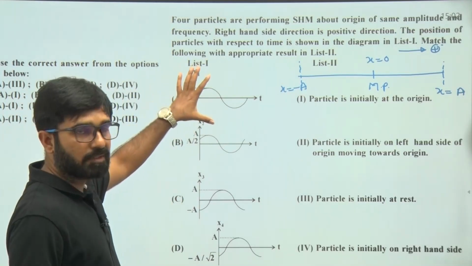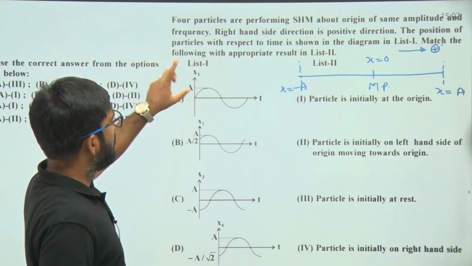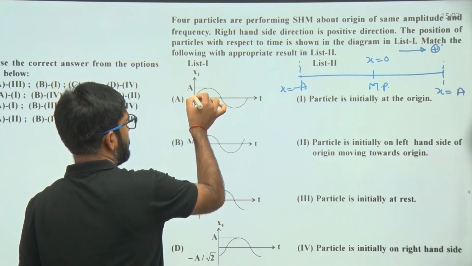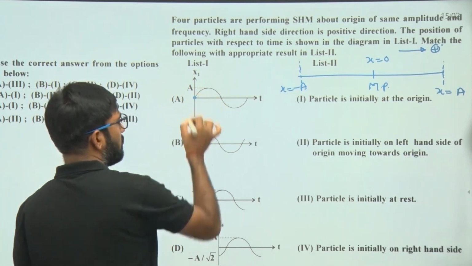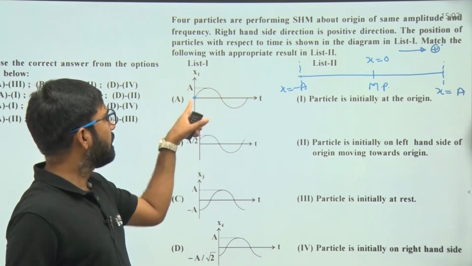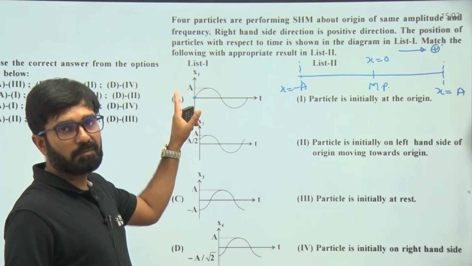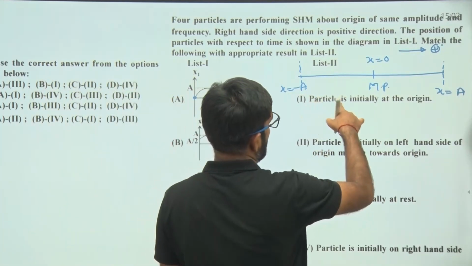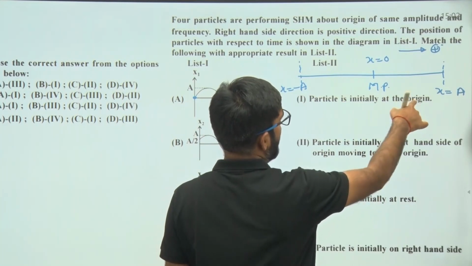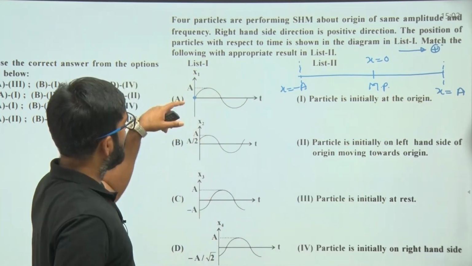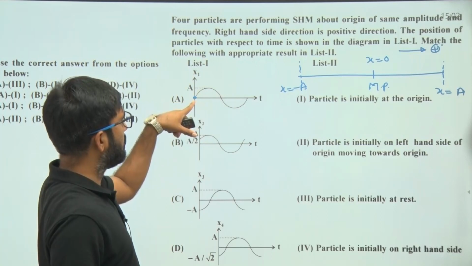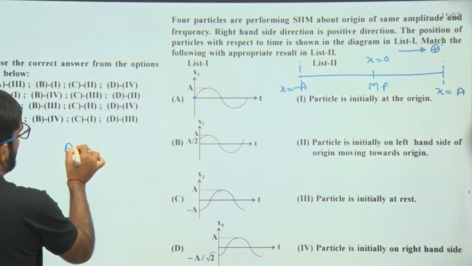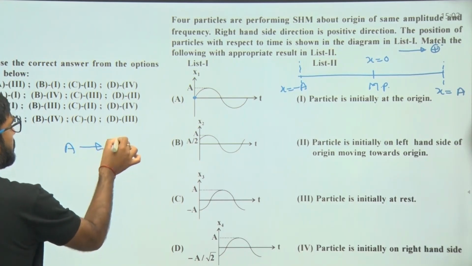Let's check the first option, option A. According to this x-t graph, at t equal to 0, this graph starts from origin, that means x equal to 0. That means at t equal to 0, if x equal to 0, then the particle will be at origin. In the first option, it is written that the particle is initially at origin. In A, at t equal to 0, the particle is at origin, so this will match the first option. That means the answer of A is first.